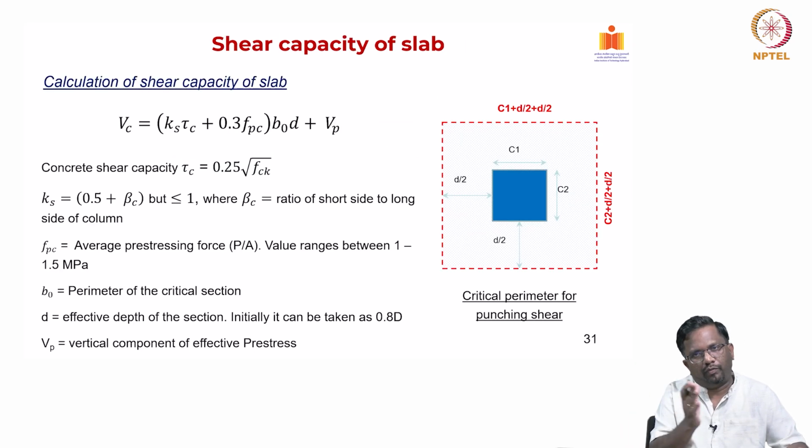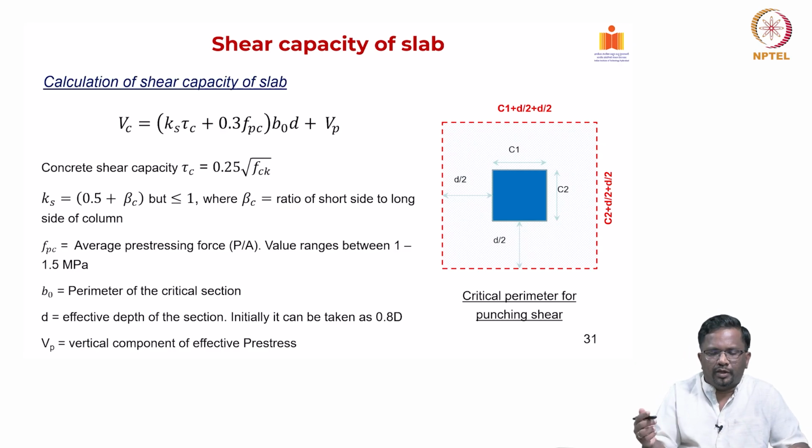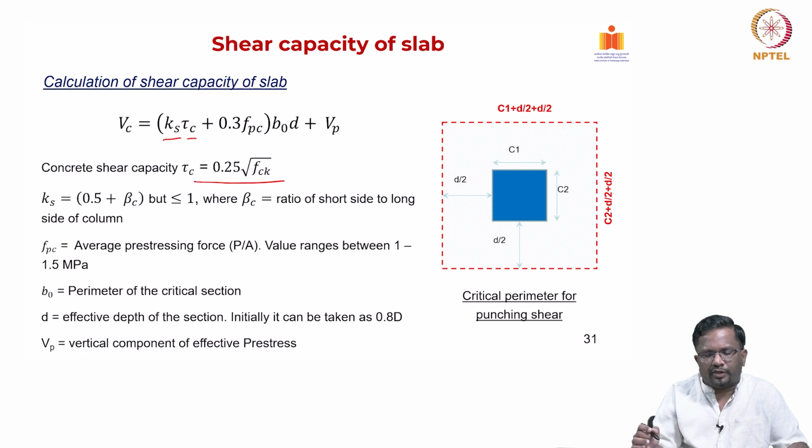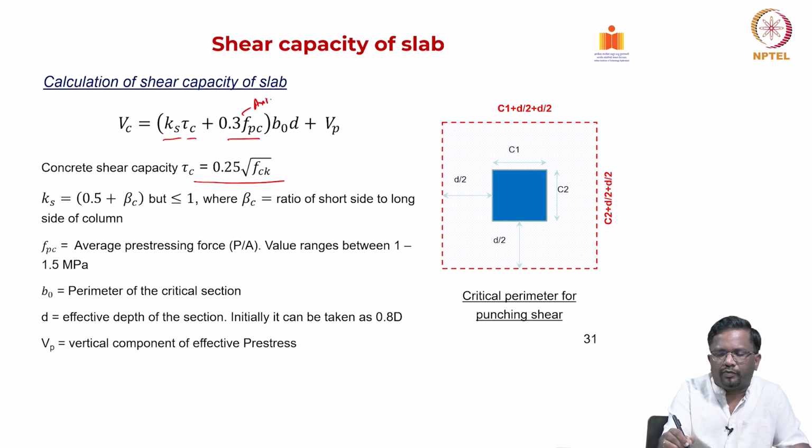Now we have talked about the shear demand. Now, how do we estimate the capacity of a flat plate, right. So, again our code gives you an expression which is Ks times tau c. Tau c is the value that we have seen, which is taken as 0.25 square root of FCK, and you also include the effect of your axial. This is coming from axial component of a field stress.